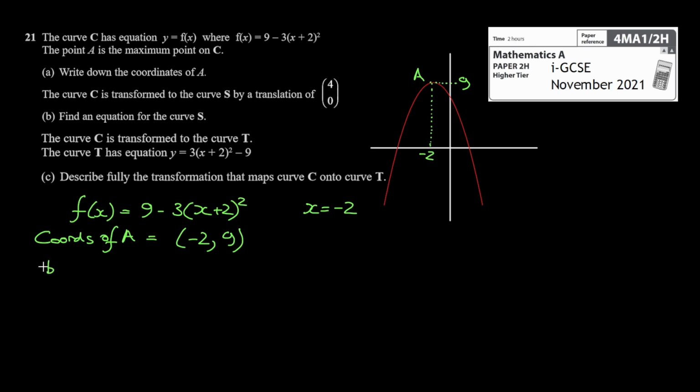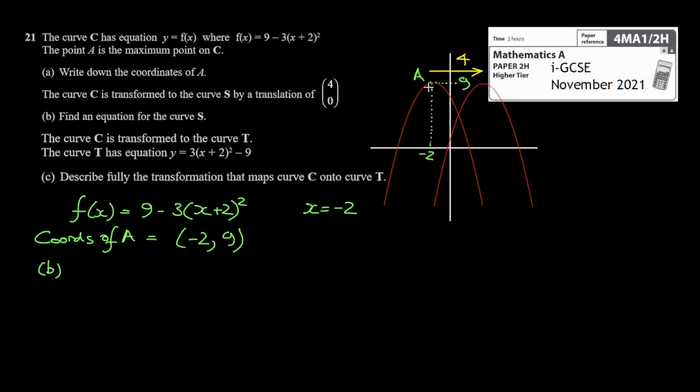Okay, let's have a look at part B. The curve is transformed to a new curve by a translation of an x shift of 4 and a y shift of 0. Find an equation for the new curve. I've popped that onto our axis. As you can see, the curve has moved by 4 units to the right. How do we express that in our function?